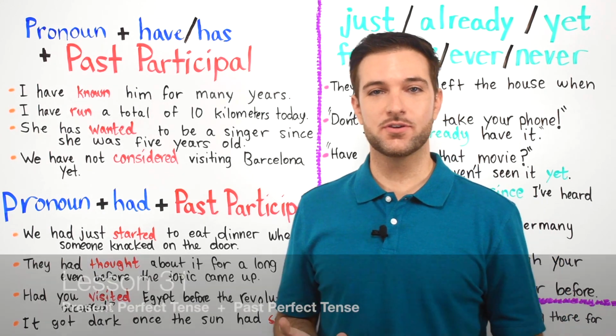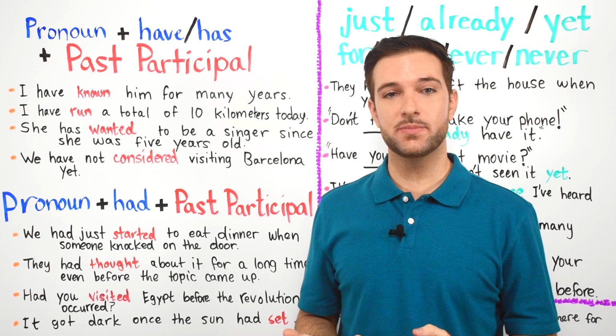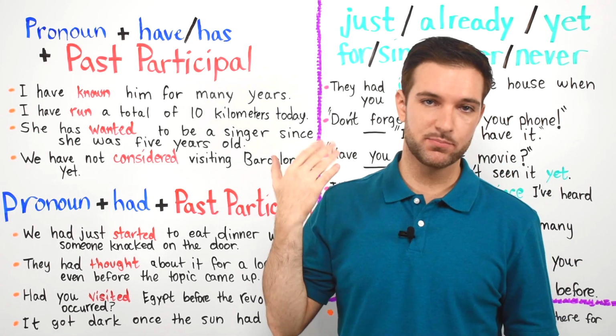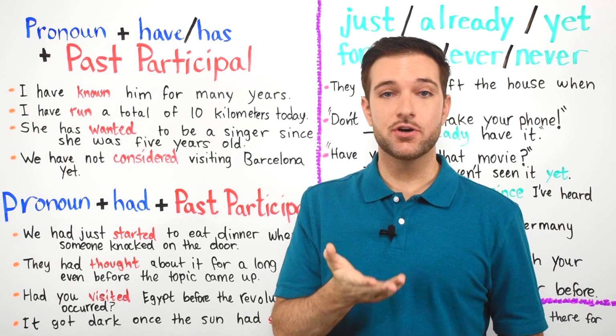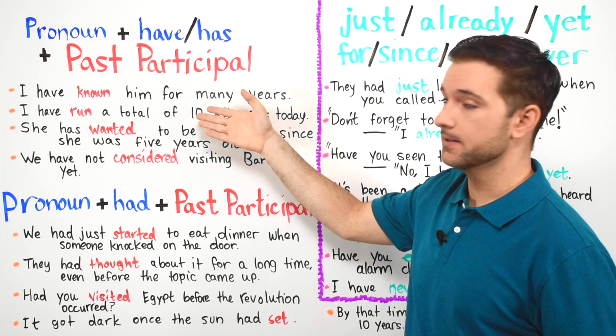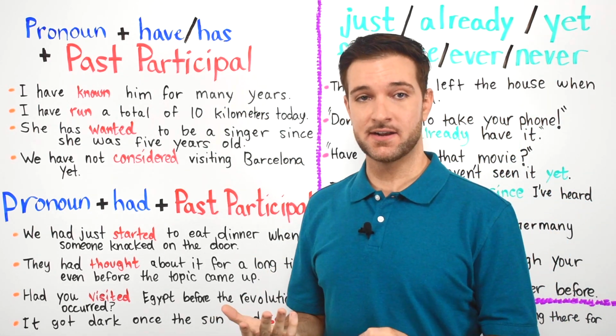This is lesson number 31, and in today's lesson we are going to be talking a little bit more about what we learned in lesson 30. So we're going to talk about what we learned in the previous lesson. As you know, we just covered the present perfect tense, which I have written right here, and we use the present perfect tense to talk about several things actually.